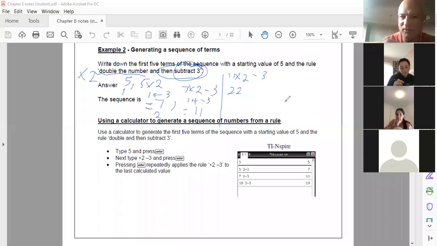So my sequence is 5, 7, 11, 19, and 35. And it does continue, but they only wanted me to write the first 5 down. Any questions on example 2?